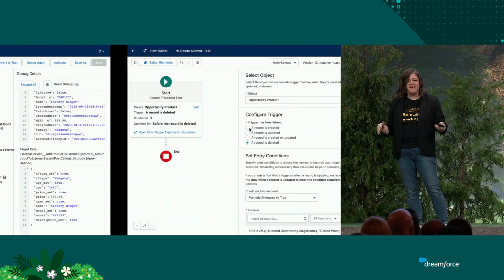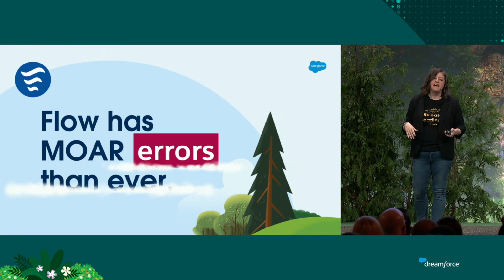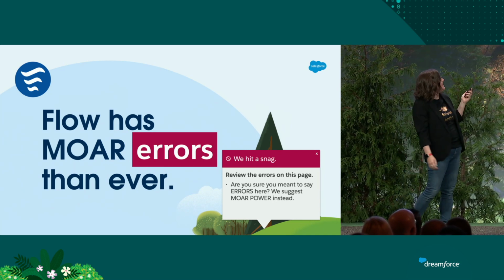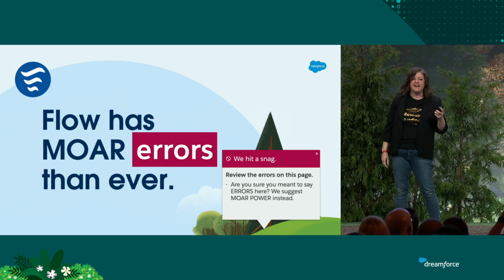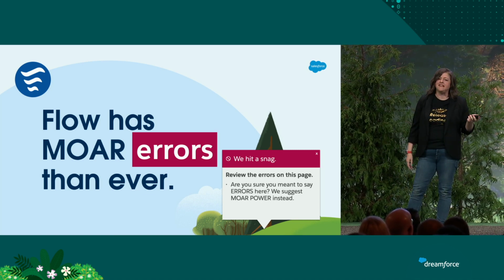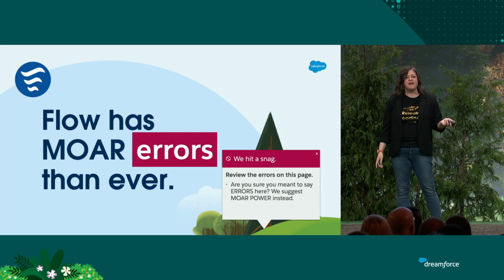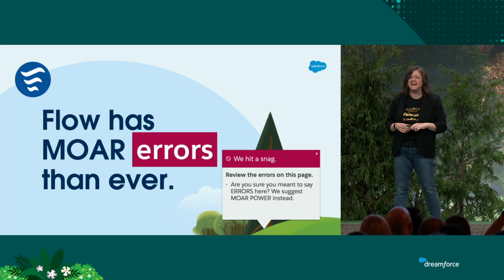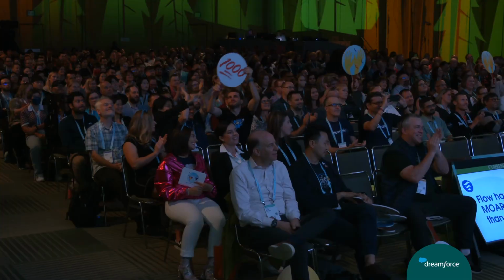Now, what have I been saying? Flow has more errors than ever before. Wait a minute. Something's wrong with my slide. Well, at least this slide tells me exactly how I can fix it, rather than telling me that here's a 21-digit exception code that I can go contact my Salesforce administrator and let them know to look it up in my SOAP API developer guide.